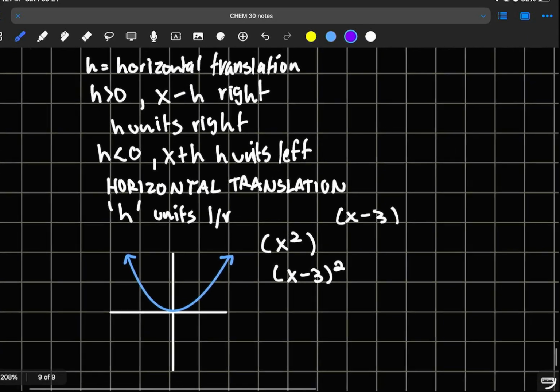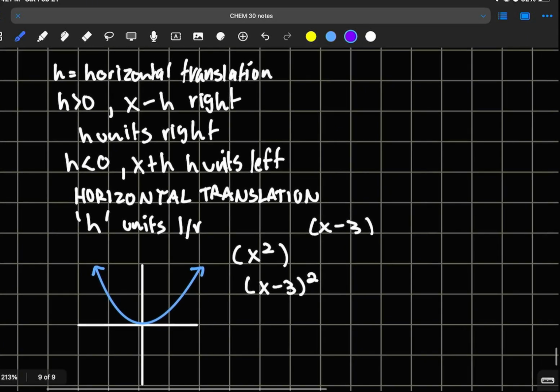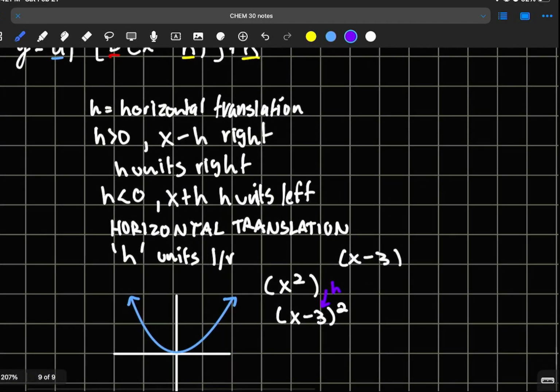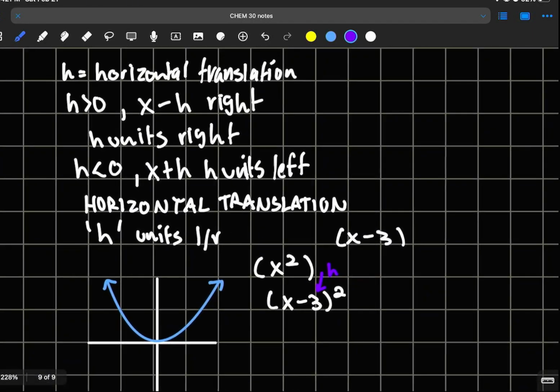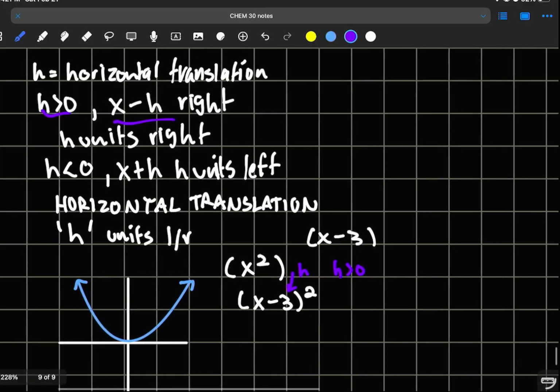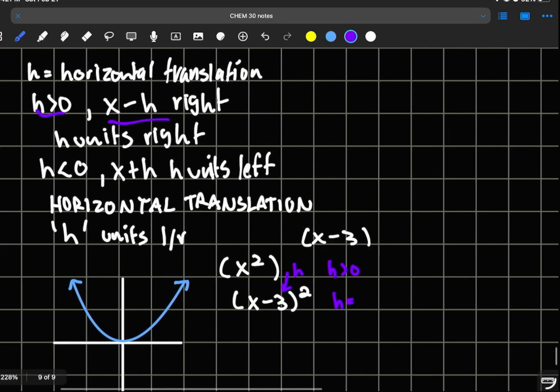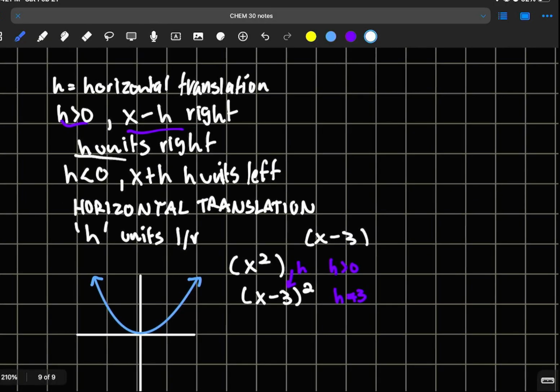Based off what we said earlier, we're going to have a horizontal translation, since we have an h value here, and our horizontal translation is going to be to the right, right? Because we have x minus h, and h in this equation is greater than 0. So our h is greater than 0, and our h is equal to 3 in this case, positive 3, meaning we're going to be moving h units right.